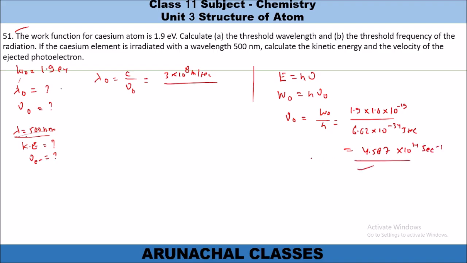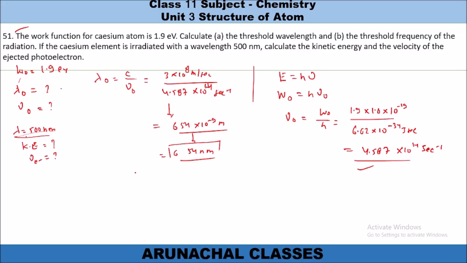Now we can use this nu naught, that is the threshold frequency. We can put the value here, 4.587 multiplied with 10 power 14 second inverse. When we solve this one, we will get the value as 654 multiplied with 10 power minus 9 meter. So it will be 654 nanometer. So this will be the value.